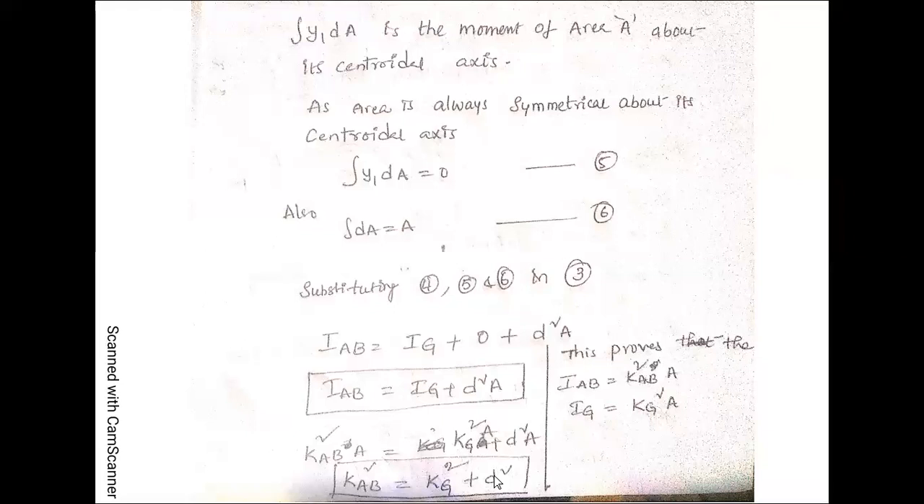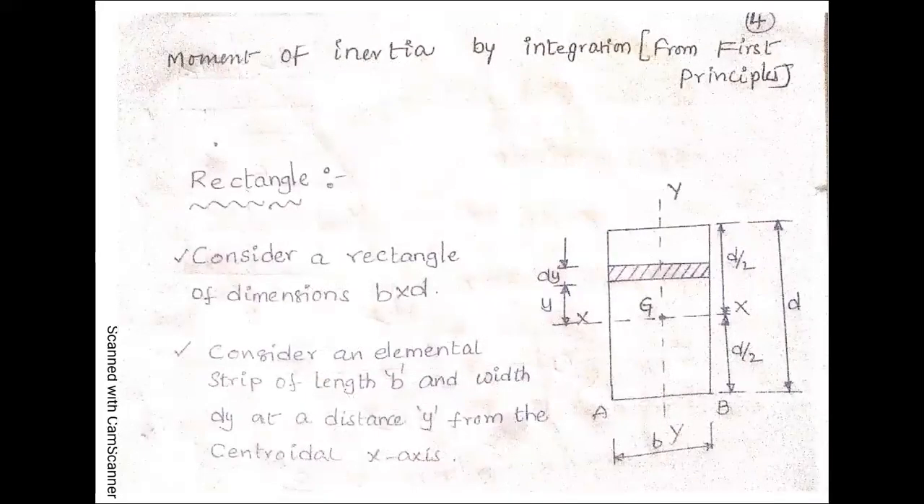We can write the parallel axis theorem like this also. That is, the radius of gyration about any axis parallel to the central axis, squared, is equal to the radius of gyration squared of the central axis plus the distance squared. Okay, this is the parallel axis theorem. Based on this, we can find the moment of inertia of some objects from first principles.